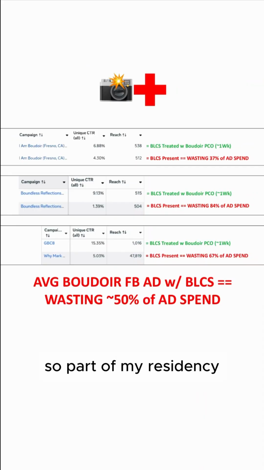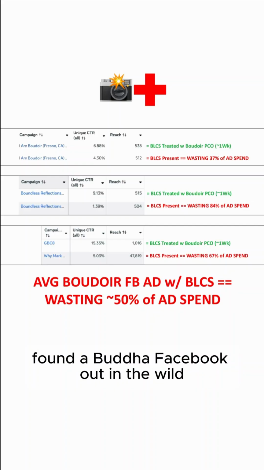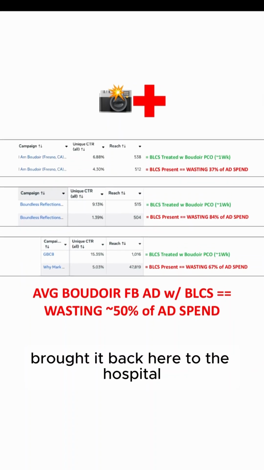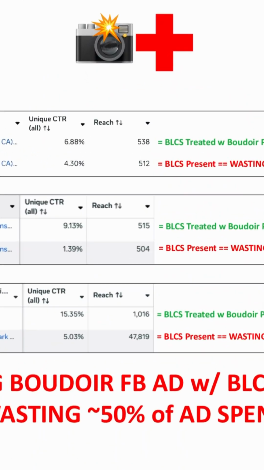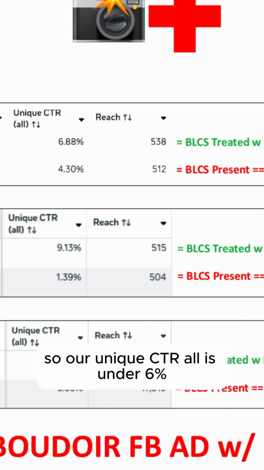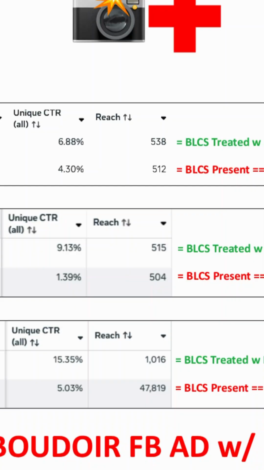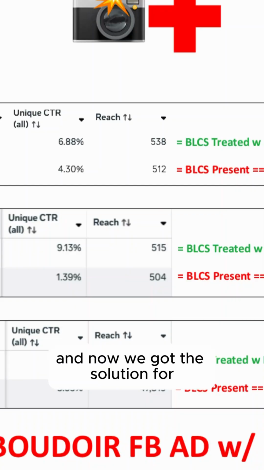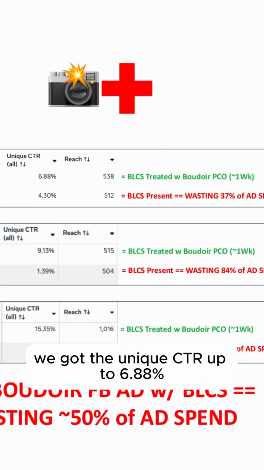So part of my residency, the first part was we went out and got a Boudoir Facebook ad out in the wild, brought it back here to the hospital, tested it, and found out that the unique CTR all on that one was 4.3%. So our unique CTR all is under 6%. So we know that BLCS is present, Boudoir low click syndrome, and now we got the solution for it. So we treated it with Boudoir Pico. So what happened after that? Took about a week. We got the unique CTR all up to 6.88%.